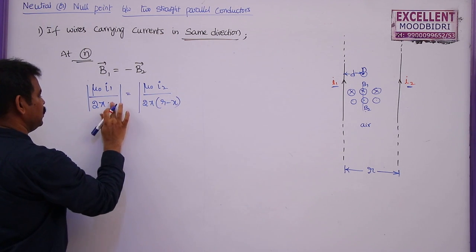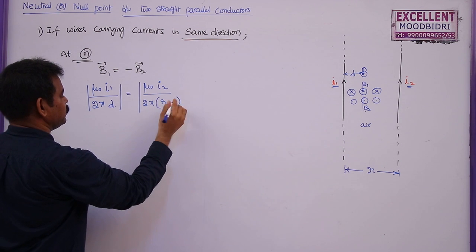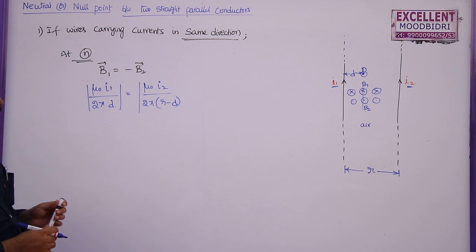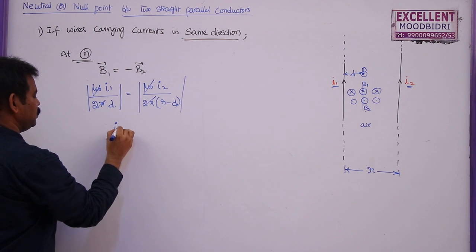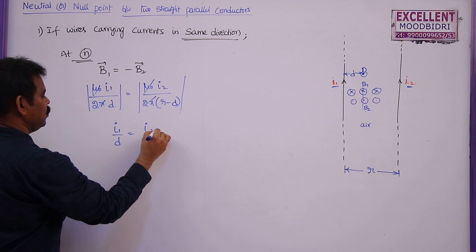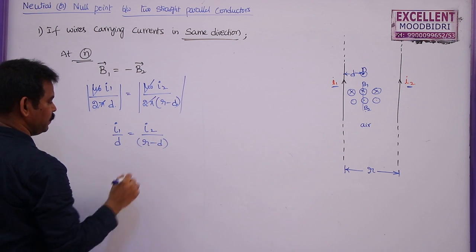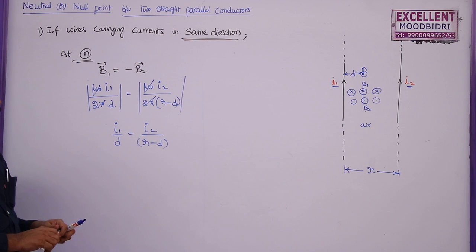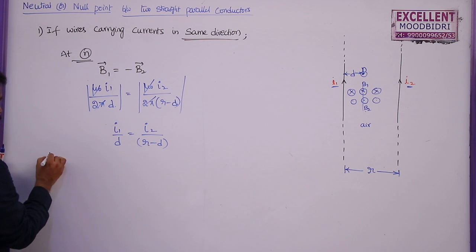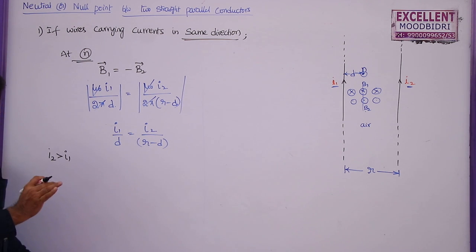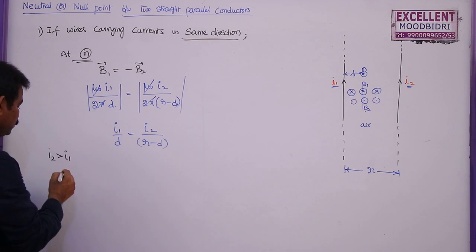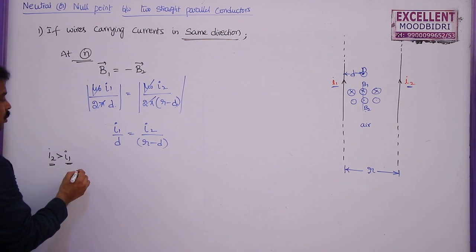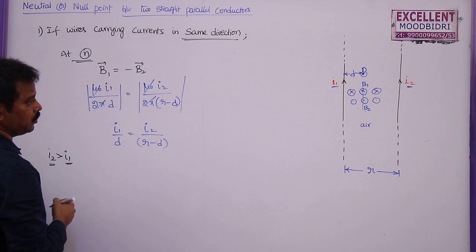If I take d here, so let me take this as d, the distance of the null point from this conductor I1. Here mu naught and 2 pi cancel. So I1 by d is equal to I2 by (r minus d). Let us say I2 is greater than I1. Now a neutral point will always be formed nearer to the conductor carrying the smaller current. So here I1 is small, I2 is more, so it will be formed nearer to the smaller current carrying conductor.